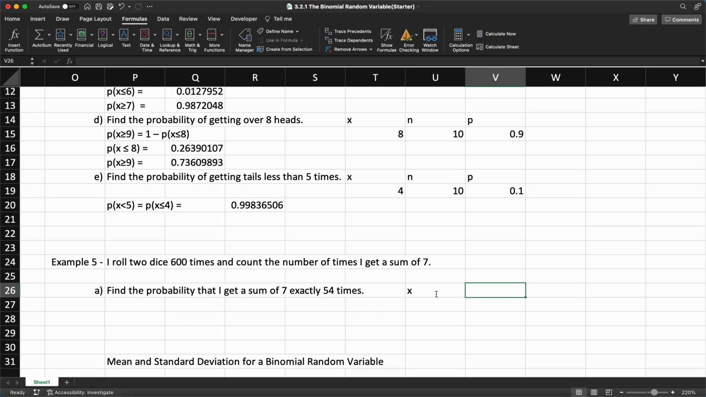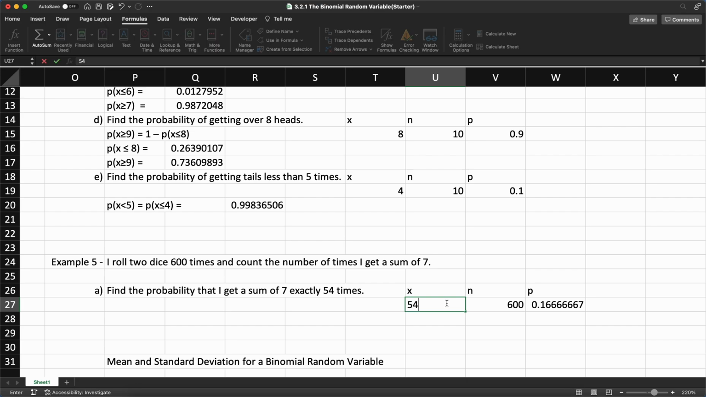So let's write down our x, n, and p. Okay, first of all, is this binomial? Absolutely. We're running identical trials n times. N in this case is 600. The thing that we're looking for is either success or failure, in this case getting a 7. The probability of getting a 7 is 6 out of 36. And then the number of times that we're looking for is exactly 54. So I'm looking for the probability of x being exactly 54.